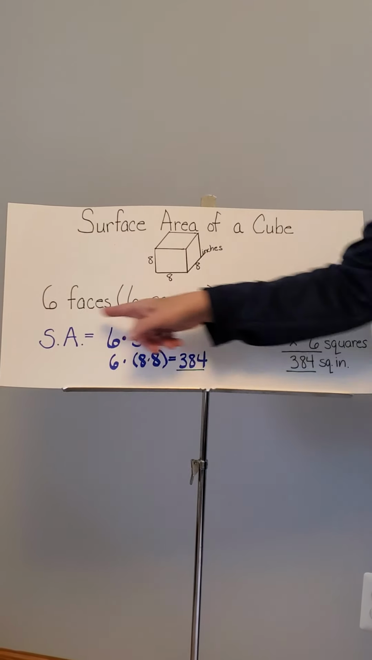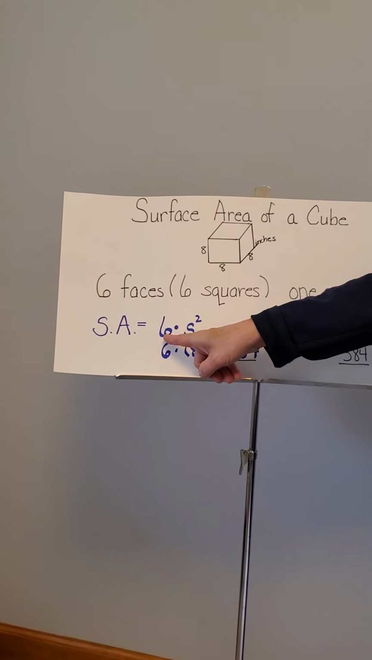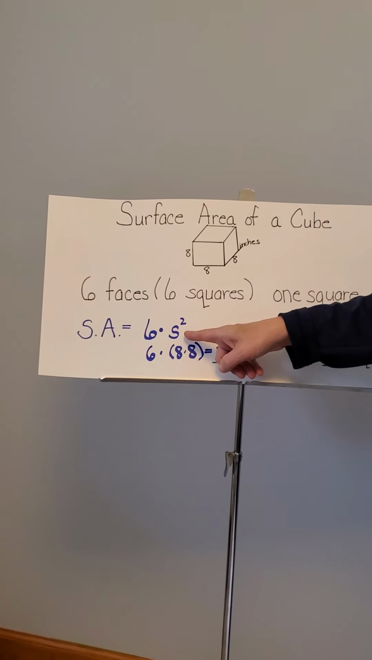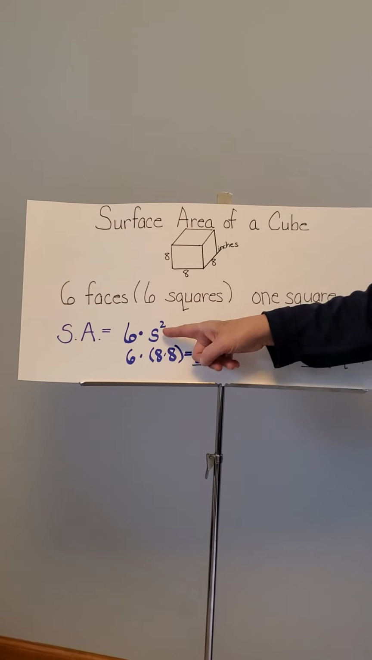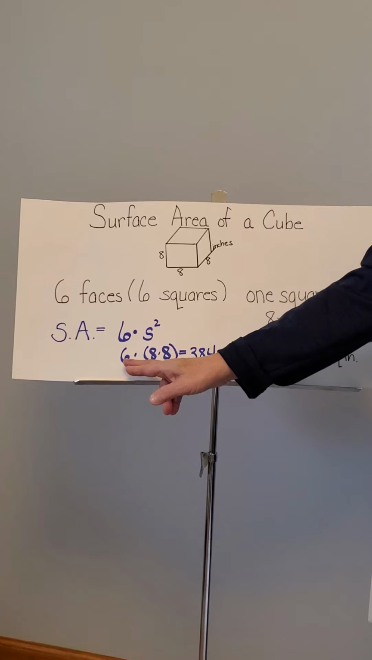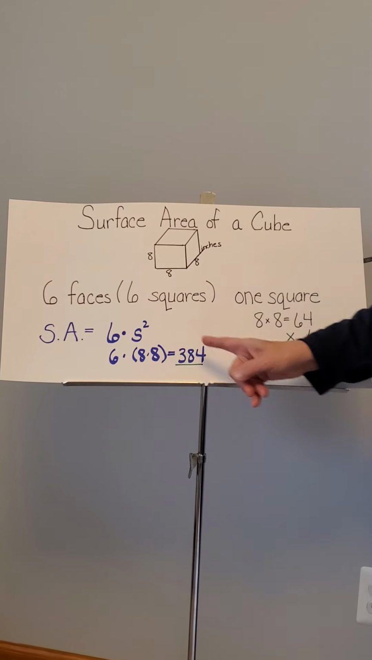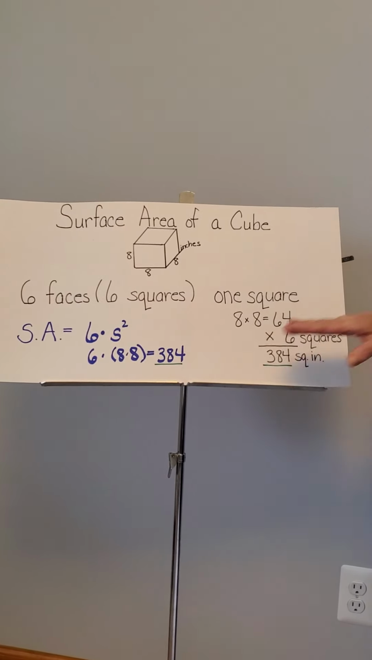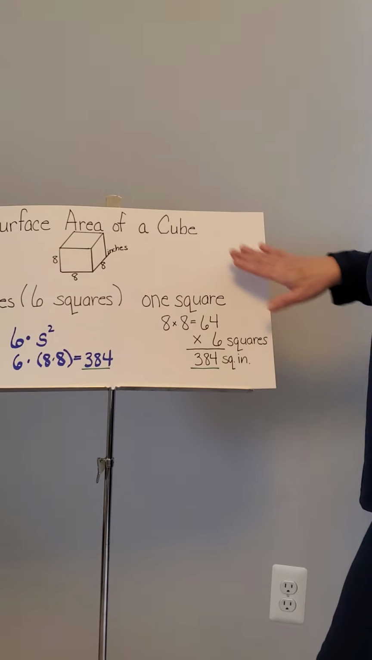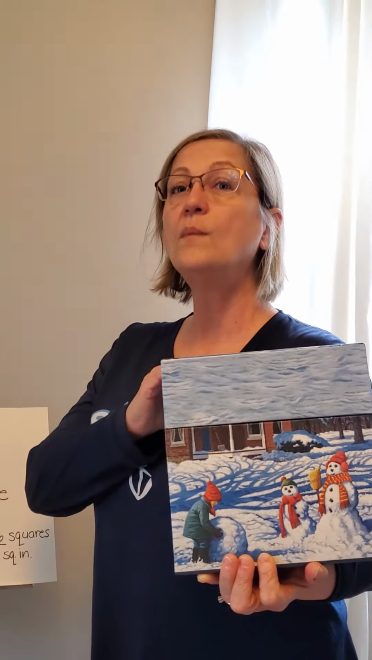Now in blue here is a formula. If you would like to use the formula, 6 times the side squared will give you the surface area. S stands for the side length. So 6 matching faces that are 8 by 8, the sides are 8 by 8, and that gives you the same answer of 384 square inches, just like what I did here with general reasoning. Okay, so that's for a cube. Now I'll move on to rectangular prisms.